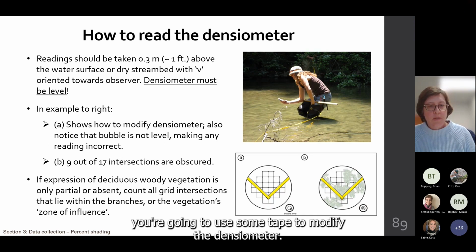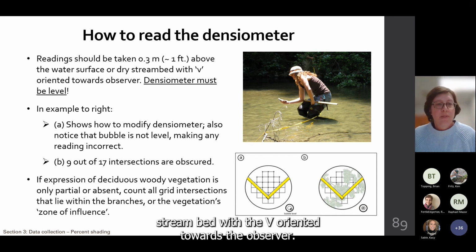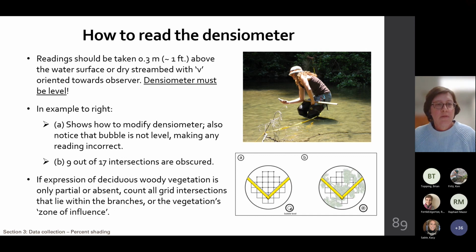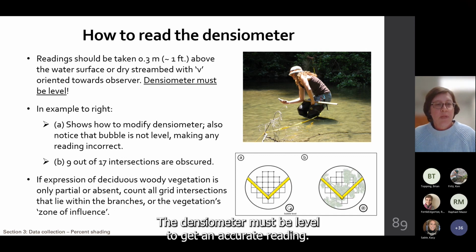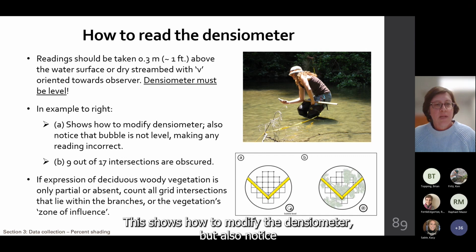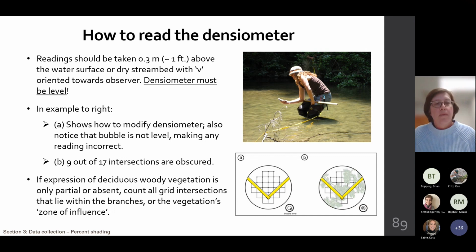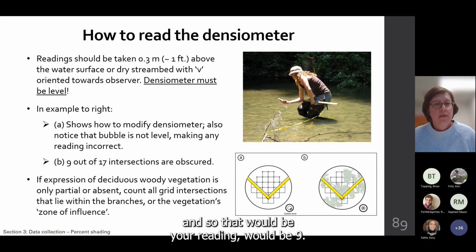So shown here, you're going to use some tape to modify the densiometer. Readings should be taken about a foot above the water surface or dry stream bed with the V oriented towards the observer. The densiometer must be level to get an accurate reading. You'll see here the example to the right. This shows how to modify the densiometer, but also notice that this bubble is not level, making any reading incorrect. And then in B, 9 out of the 17 intersections in the V are obscured. And so your reading would be 9.